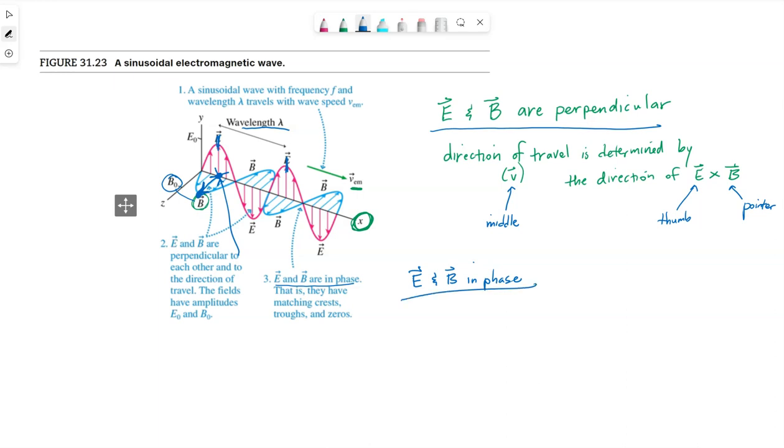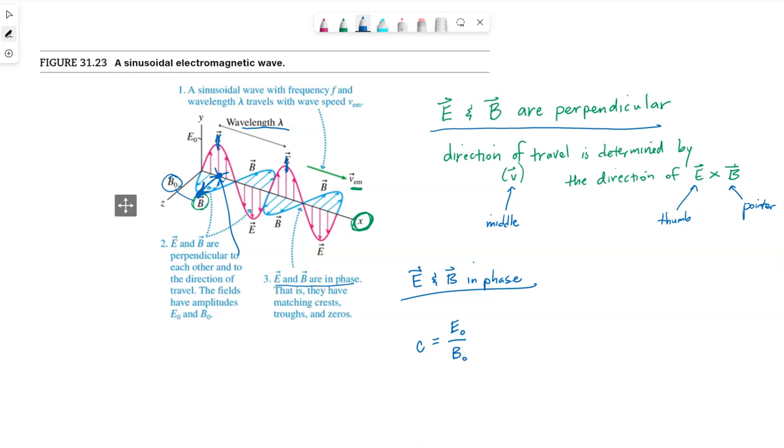meaning there's zero at the same time, their maximum values at the same time. They don't have the same maximum value, but if the electric field is maximum, then so is the magnetic field. So both E and B are maximum at the same time, they're zero at the same time. One other thing is that the ratio of the maximum electric field over the maximum magnetic field is equal to the speed of light, c. So that means the electric field is always 3 times 10 to the 8th bigger than the magnetic field.